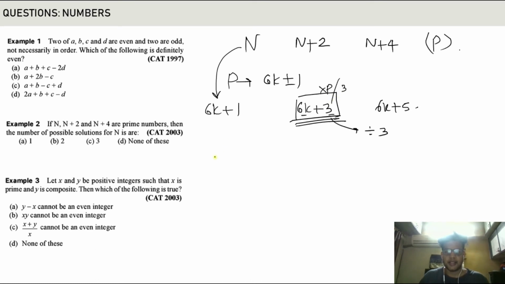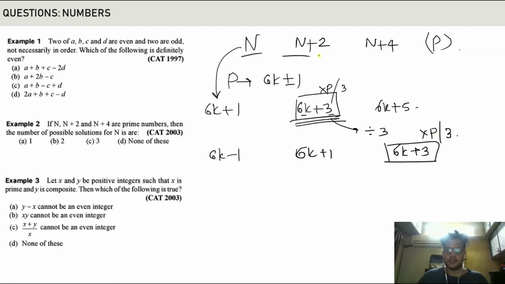Now let's consider n as 6k minus 1. Now if my n is 6k minus 1, n plus 2 becomes 6k plus 1 and n plus 4 becomes 6k plus 3. Again, I have the 6k plus 3 which cannot be a prime number or it can be 3. Hence, if these are prime numbers, one of them has to be the number 3 because 3 is the only prime number which satisfies the criteria. Hence, one has to be 3.